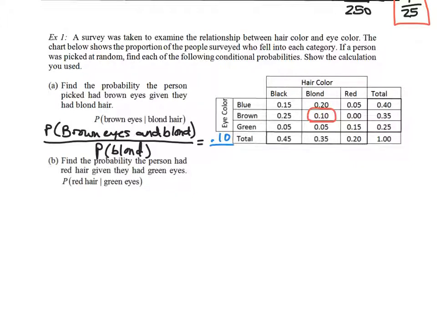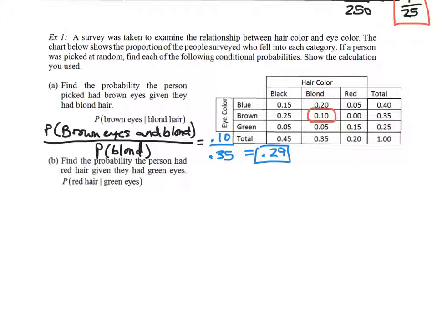Now, the probability of having blonde hair, I need to look at everybody in the whole group that has blonde hair. So that's going to be this column right here. So all of the people that have blonde hair would be a proportion of 0.35. So I'm going to say let's take that 0.10 and let's divide by 0.35 because that's the proportion of people that have blonde hair. Now in this situation I would go to my graphing calculator and I would divide that and I would get my final answer of 0.29.